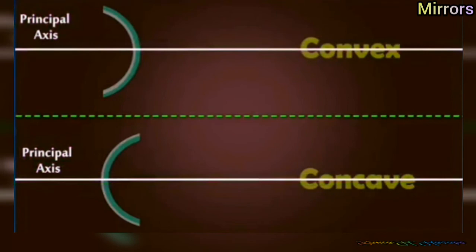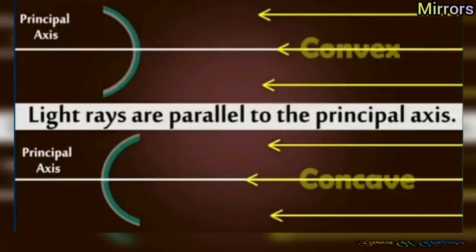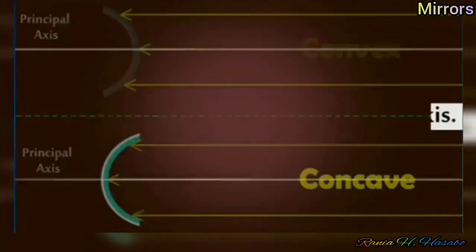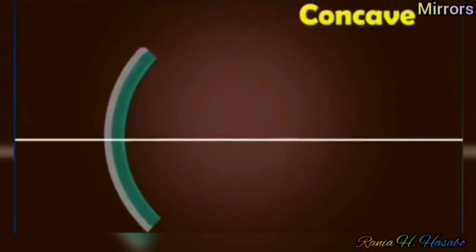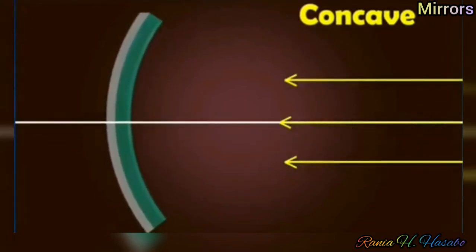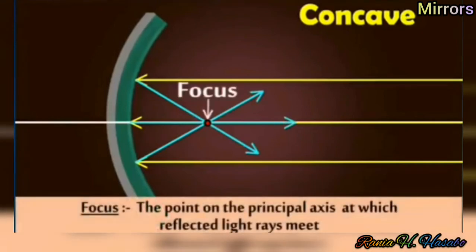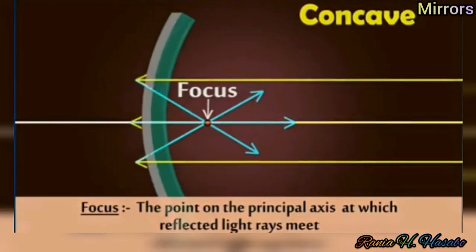Now, along this line, let's imagine a beam of light which has all rays parallel to the principal axis incident on both convex and concave mirrors. In a concave mirror, the rays of the beam will be focused at one point. This point is called the focus and represented as F. It is the point on the principal axis at which the reflected light rays meet.